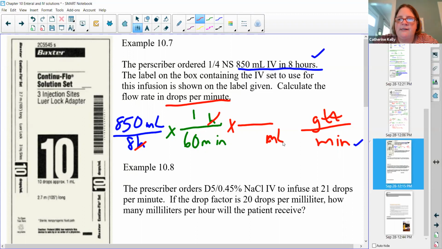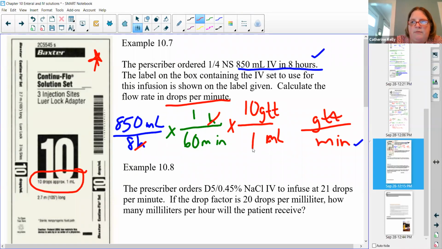And now it also says the label on the box containing the infusion is shown on the label given. So if I look over here at this label, I'm going to look for some kind of drop factor. And when I look for the drop factor, I see this big here, 10 drops per 1 milliliter. So now I can fill this in with 10 drops for 1 milliliter. Then I can cancel my milliliter with my milliliter, and I can do my calculations. And I can say 850 times 1 times 10 is 8,500.